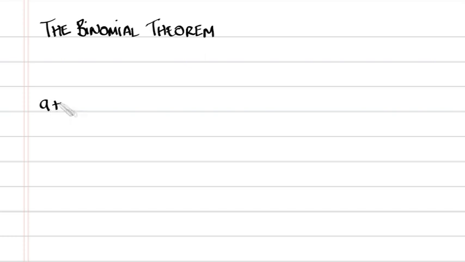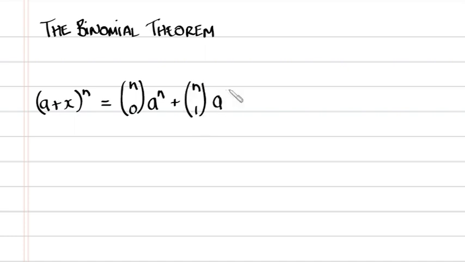If we take a binomial expression such as a plus x raised to an integer power n, then we can expand it as follows. It becomes n choose 0, the way you can choose 0 objects from n objects, by a raised to the power n, plus n choose 1, the way we can choose 1 object from n objects, times a to the n minus 1, times x to the power 1, plus n choose 2 by a to the n minus 2 by x squared.